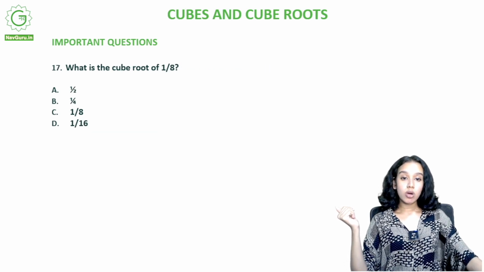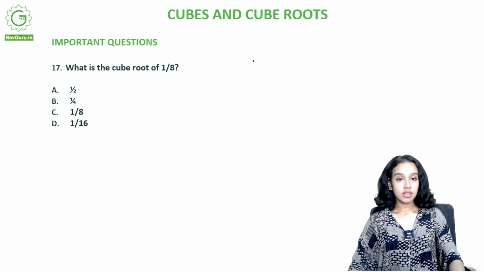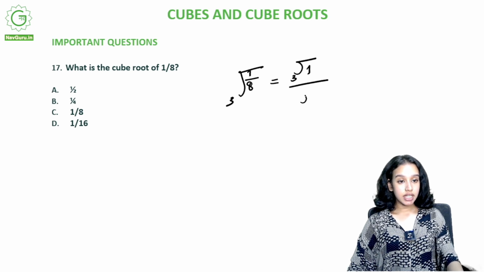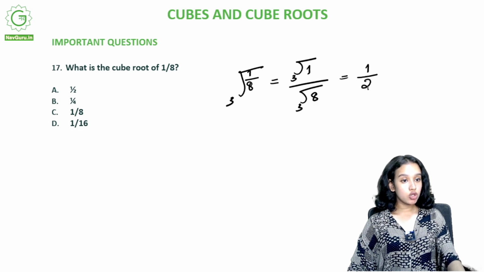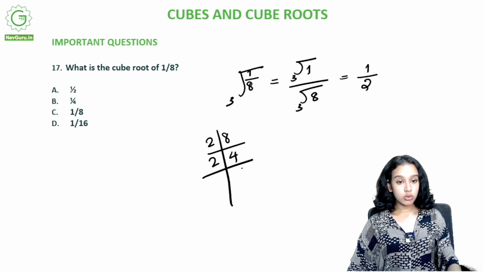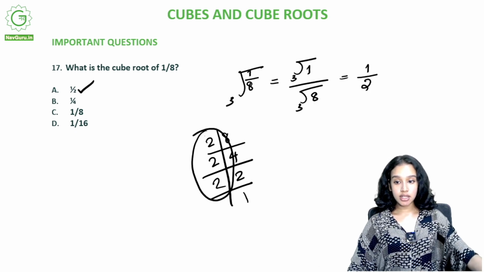Now, what is the cube root of 1 by 8? Let's see. This could be written as cube root of 1 divided by cube root of 8, which is 1 by 2. How do we get it? 8, prime factorize: 2, 4, 2, 2, again 1. So, we get a triplet of 2. So, it's 1 by 2. Thus, we got the answer here.